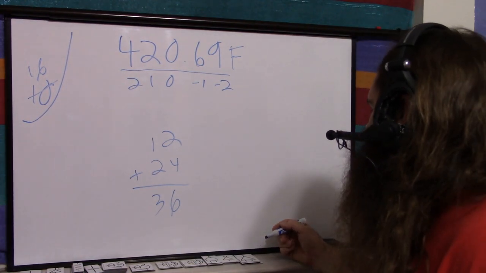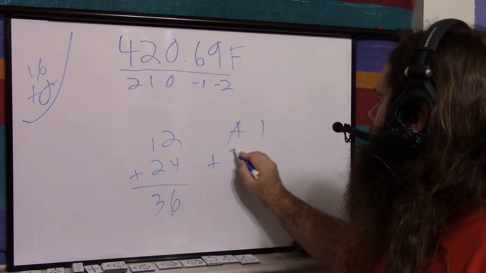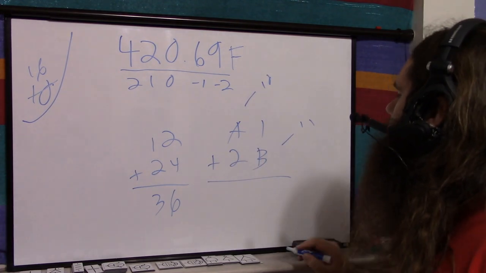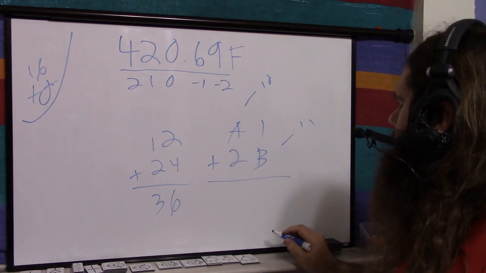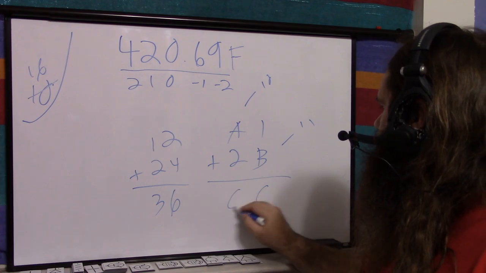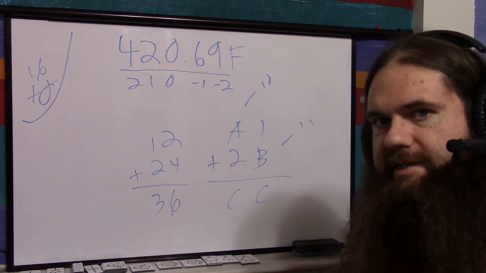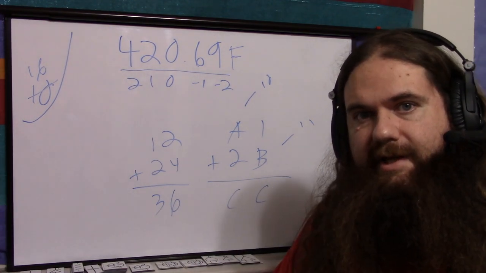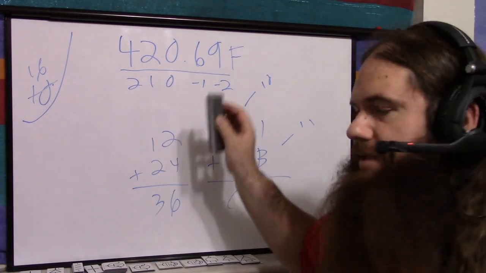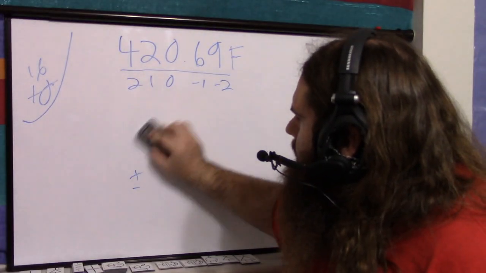Let's say you've got A1 plus 2B. Well, A is 10, B is 11. So we've got 11 plus 1 is 12, which is C. We've got 10 plus 2 is 12, so that's also C. So A1 plus 2B is CC. It's the same thing because of positional notation that encodes the base, the digit position, and the digit value visually.